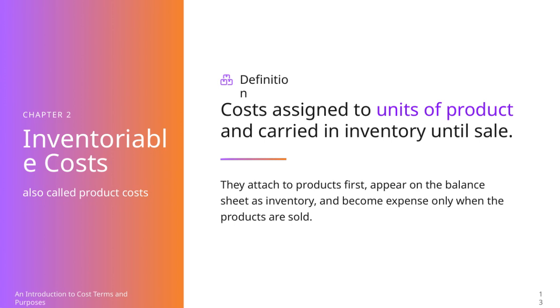Because of this, they show up on the balance sheet as part of inventory rather than immediately being recorded as an expense. It's only when the products are sold that these costs move from the balance sheet to the income statement as expenses. This concept is fundamental because it helps us accurately match costs with the revenues they generate, providing a clearer picture of a company's financial performance.